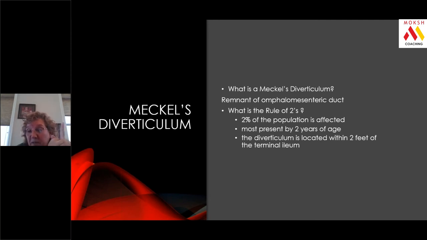It's only in 2% of the population. Most present by 2 years of age, and it's usually located within 2 feet of the terminal ileum. And so this is something that is infrequent, but because it can be a problem, we're very concerned about it.